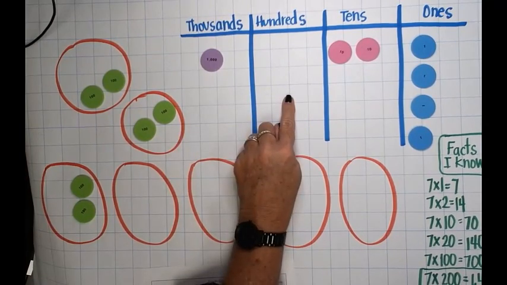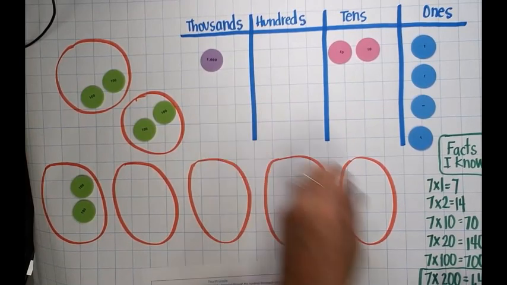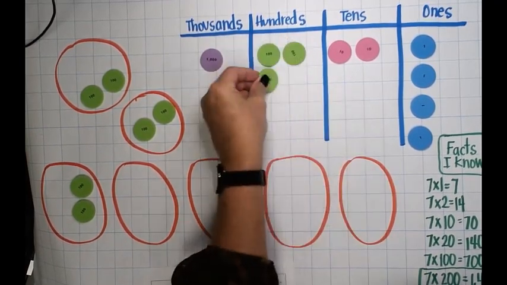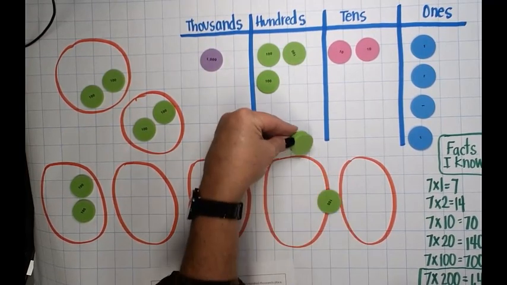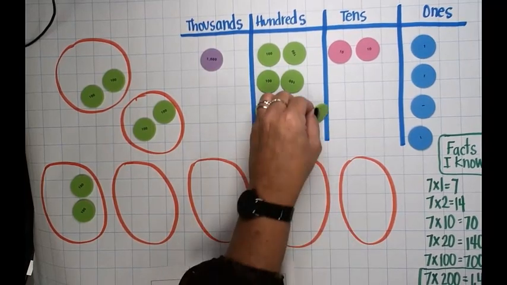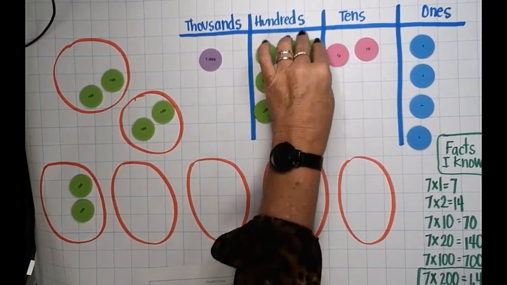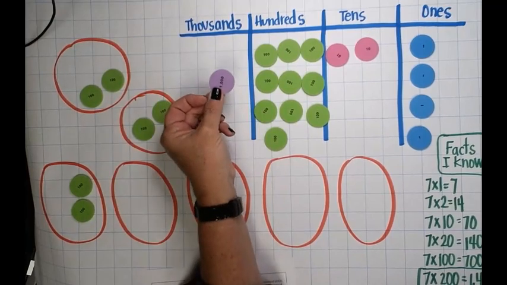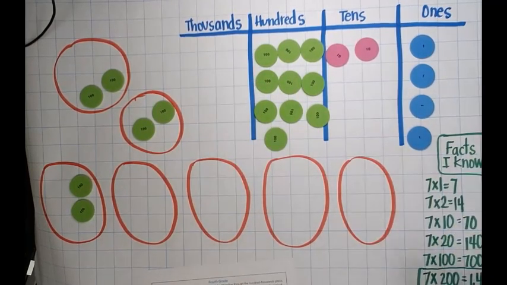I don't have any more hundreds. I'm going to have to decompose my 1,000 into 10 100s. Let me get those out. There's 6, 7, 8, 9, and 10. So I have just decomposed this 1,000 into 10 100s. So I'm going to put it over to the side.